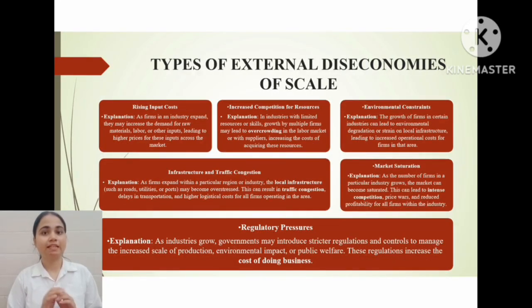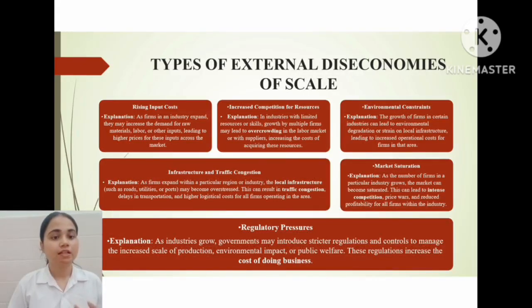Next, we have the types of external diseconomies of scale. In this, we have six parts: rising input costs, increased competition for resources, environmental constraints, market situations, infrastructure and traffic congestion, and regulatory pressures. External means outside of the business, which affects the business, like rising input costs. As firms in an industry expand, they may increase the demand for raw materials, labor, and other inputs, leading to higher prices for the inputs across the market.